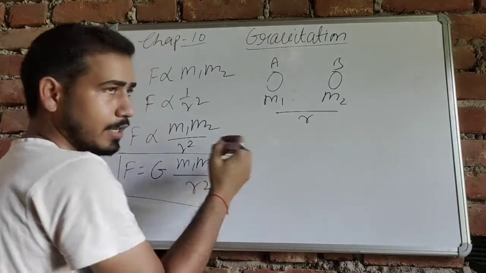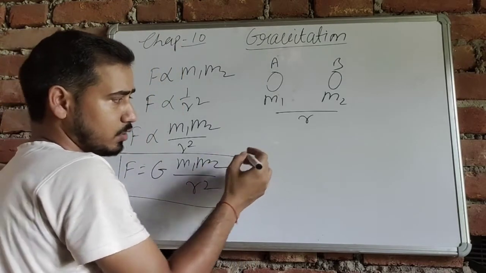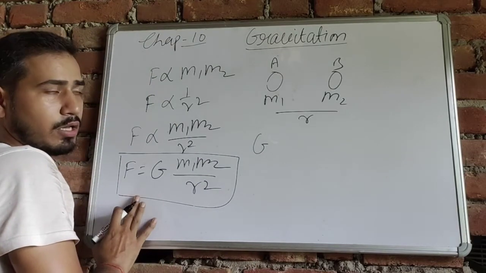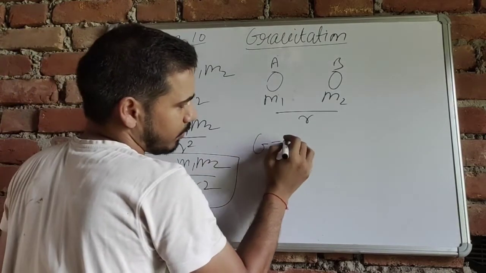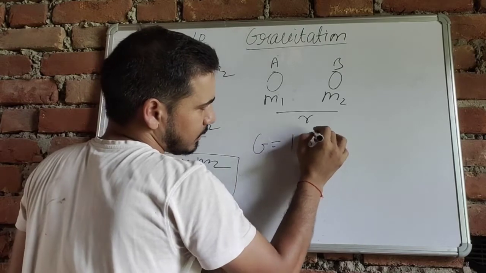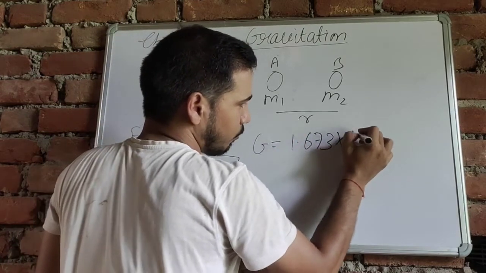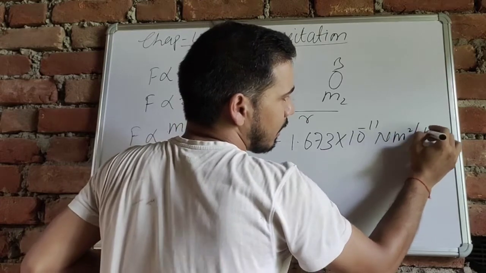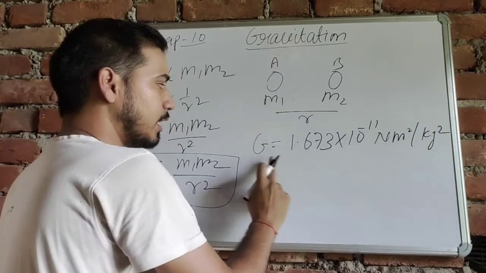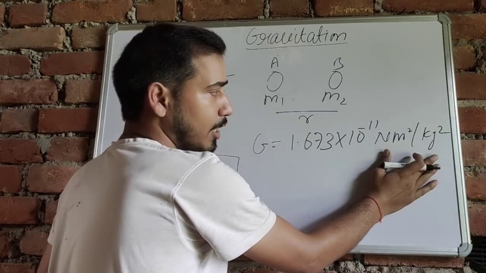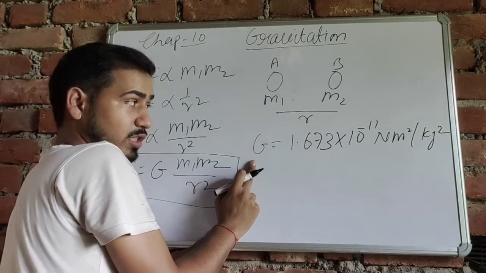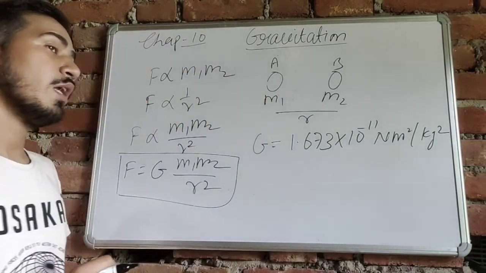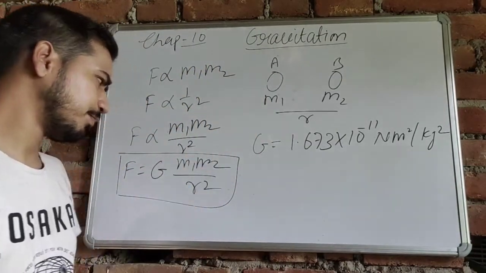Henry Cavendish, a British scientist, was the first who got the value of the universal gravitational constant capital G, which equals 1.673 into 10 to the power minus 11 Newton meter square per kg square. So clearly, the SI unit of the universal gravitational constant G is Newton meter square per kg square. Last time we all took this.